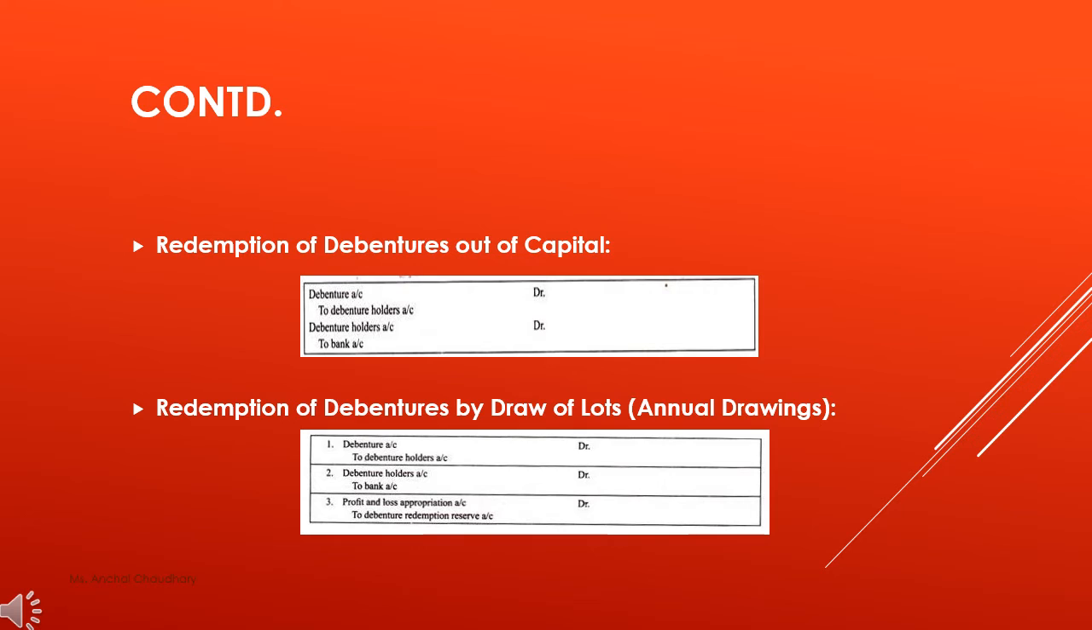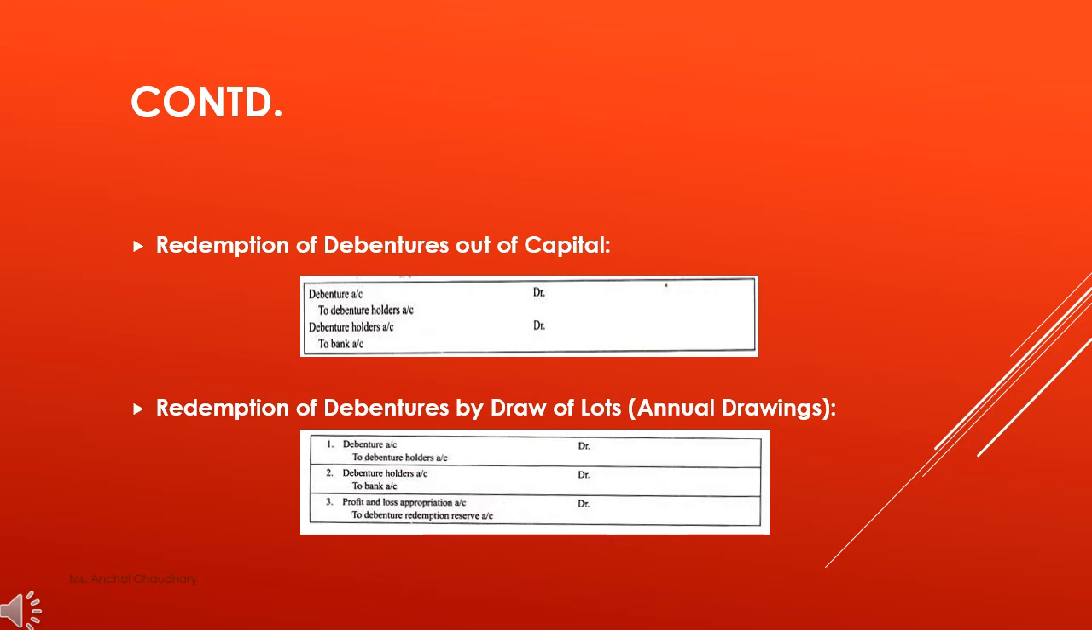In this case, the journal entry will be debentures account debit to debenture holders account, debenture holders account debit to bank account. The third method is redemption of debentures by draw of lots, or annual drawings. Under this method, the company redeems debentures each year. Annually, they are redeeming the debentures.